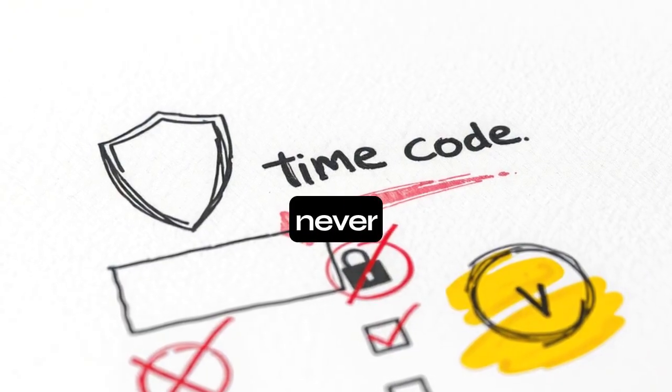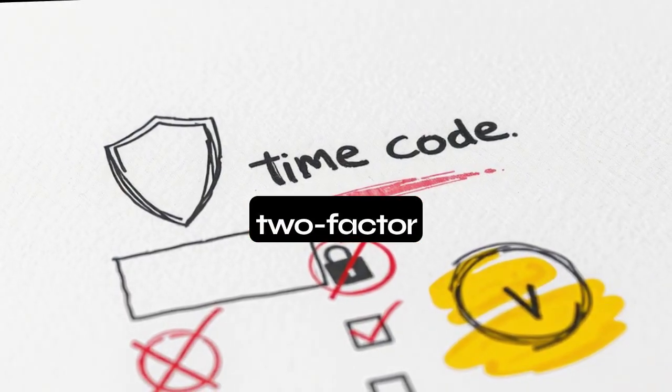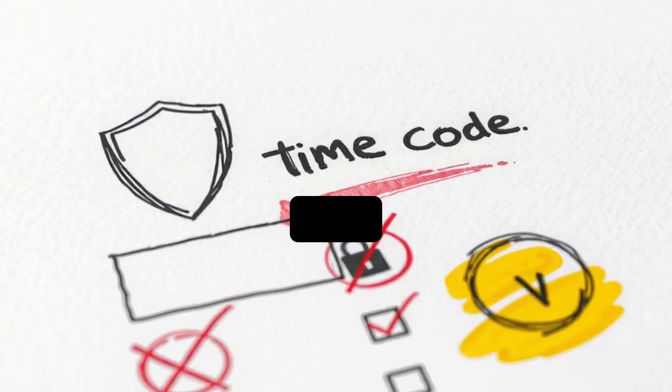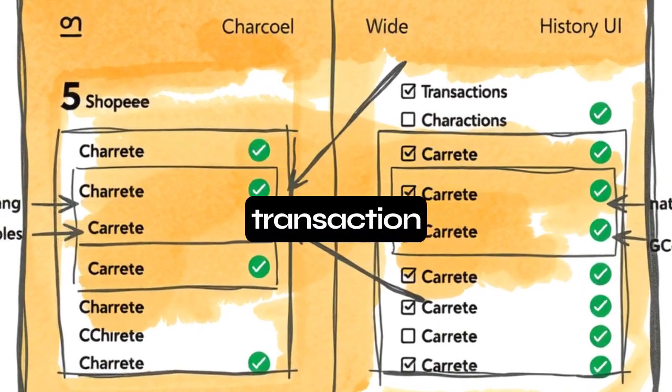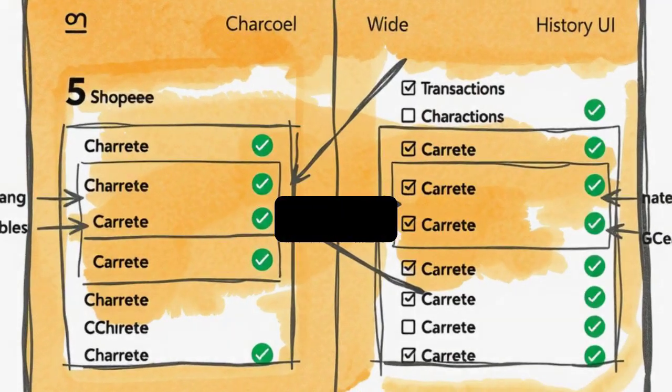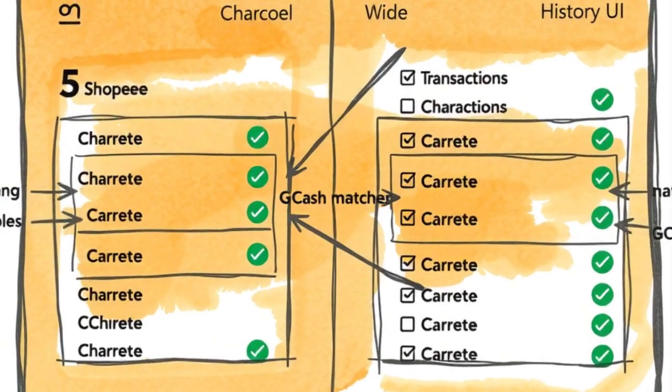Security tip: never share OTPs, enable two-factor authentication, and verify account names before sending. Check your Shopee and GCash transaction histories to confirm the funds arrived, and save receipts for records. All set.